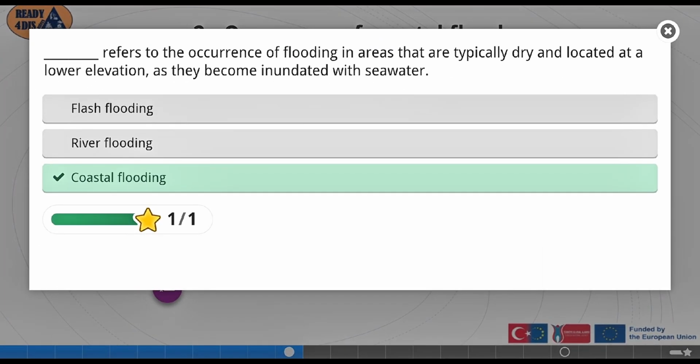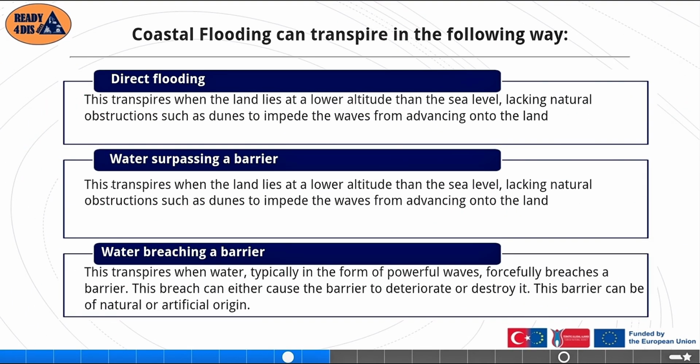The correct answer is coastal flooding. Well done if you got it right. This slide explains how coastal flooding can transpire in the following way, through three main mechanisms.